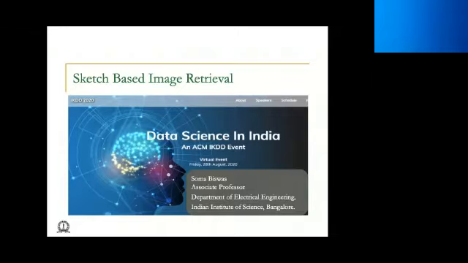So the title of this talk is Sketch-Based Image Retrieval. I have divided it into two parts. The first part is introductory because many people in the audience are from different fields, so I thought I'll keep it very simple to introduce the general idea of computer vision and cross-modal retrieval or sketch-based image retrieval. And in the second part, we'll go over the actual work presented in the paper.